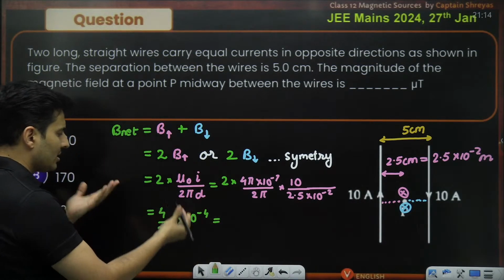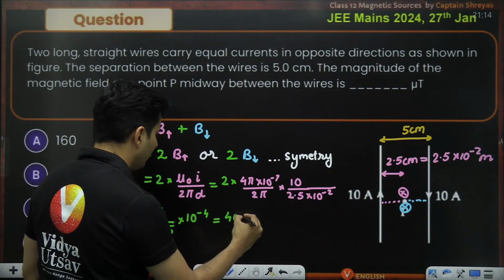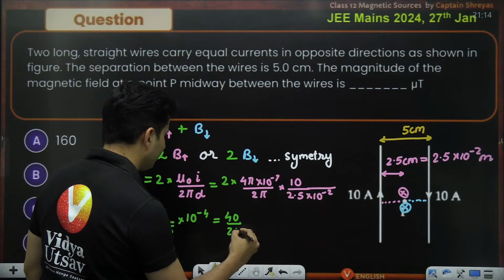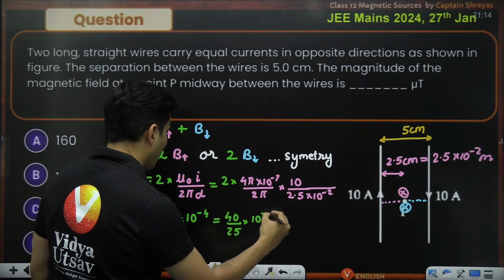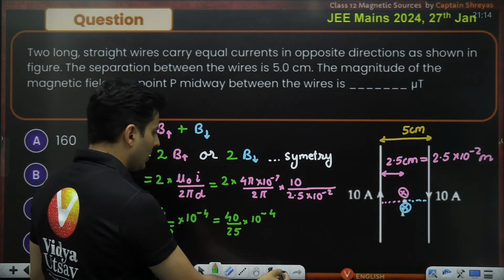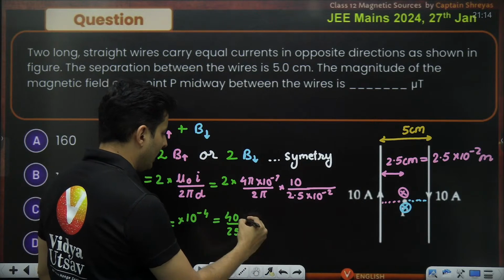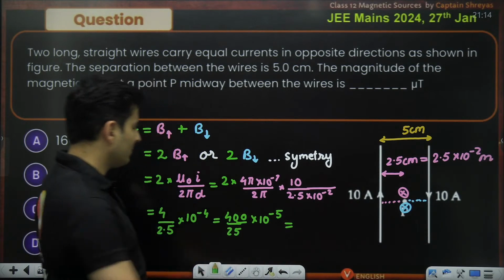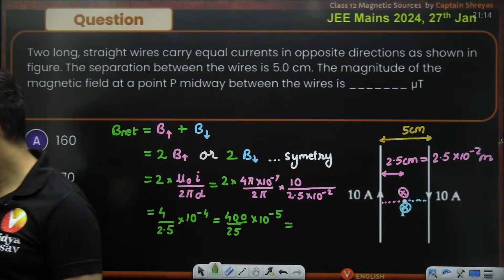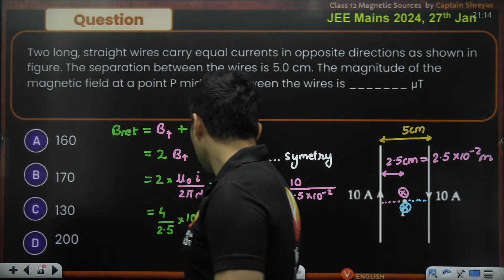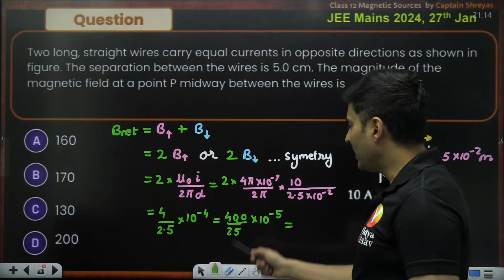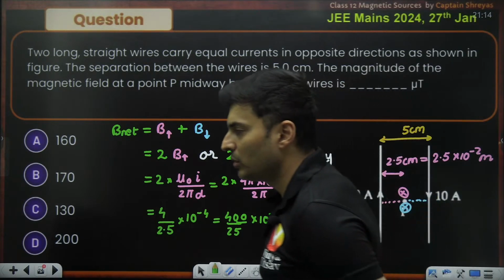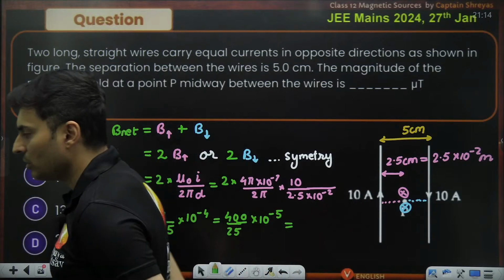If you want, you can write this slightly better: 40 by 25 into 10 to the power minus 4. Or you can also write this as 400 by 25 into 10 to the power minus 5. Now it becomes very clear. How is it divisible? How many times? 25 times is 250. Come on, now you should be able to do this.